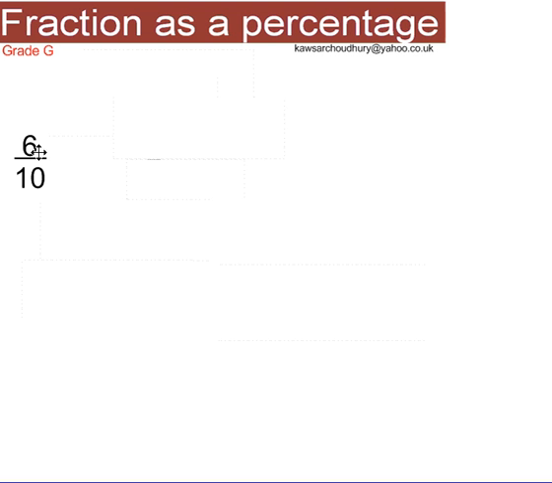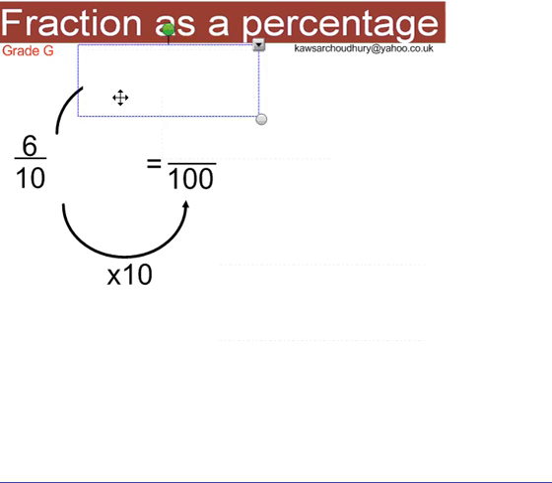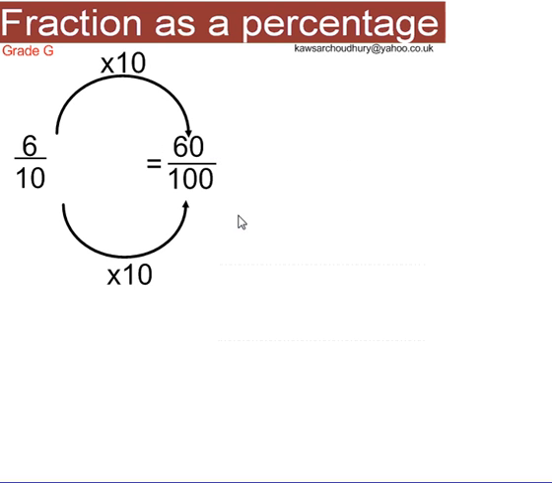Okay, same. Let's do 6 over 10 into a percentage. So again, like before, we want the bottom number to be 100. So what have we done to 10 to make it into 100? We've times it by 10. So 10 times 10 is 100. So we have to do the same to the 6. So 6 times 10 is 60. So because the denominator is 100 and the numerator is 60, the answer is 60%.